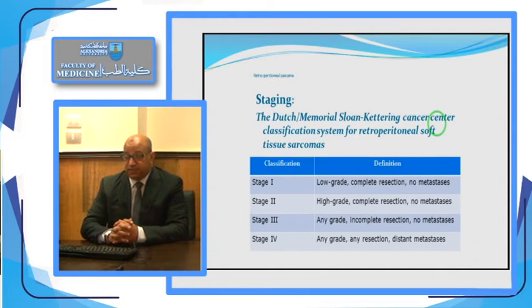This is another staging system which is applied after resection of the tumor. At the Memorial Sloan Kettering Cancer Center, the classification system for retroperitoneal soft tissue sarcoma is: stage 1, the tumor is low grade with complete resection and no metastasis. Stage 2, high grade tumor with complete resection and no metastasis. Stage 3, any grade with incomplete resection and no metastasis. Stage 4, any grade, any resection, with the presence of distant metastasis.